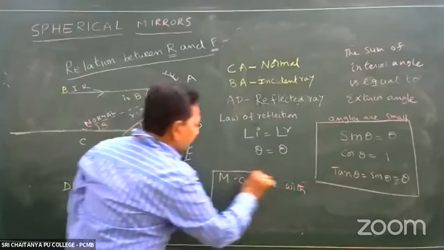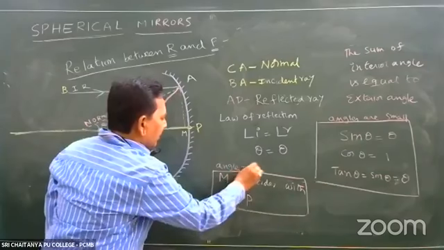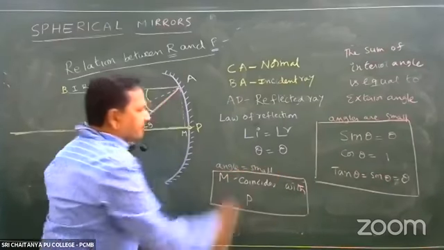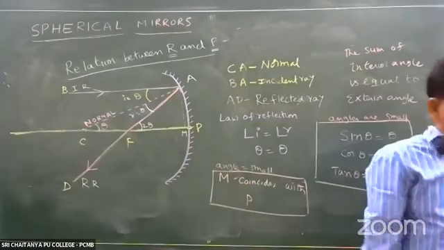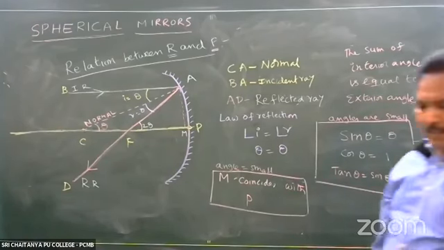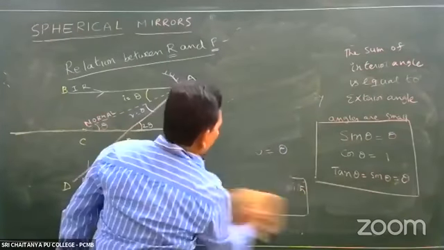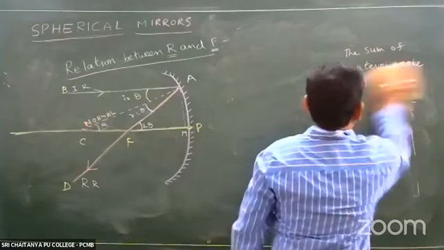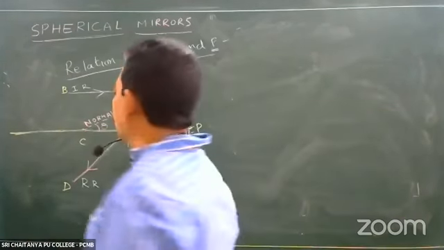This is also another point. The angle made by the light rays is small. M coincides with P; M and P are taken as the same. Now take the triangle. Which triangle? I will consider two triangles.